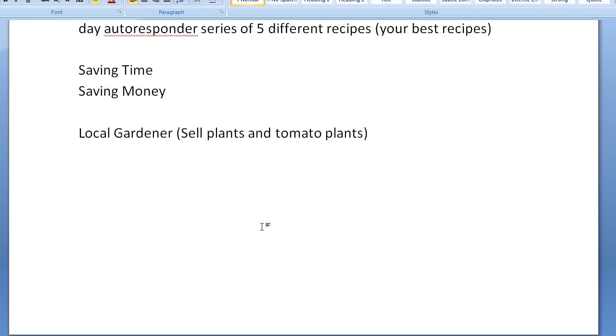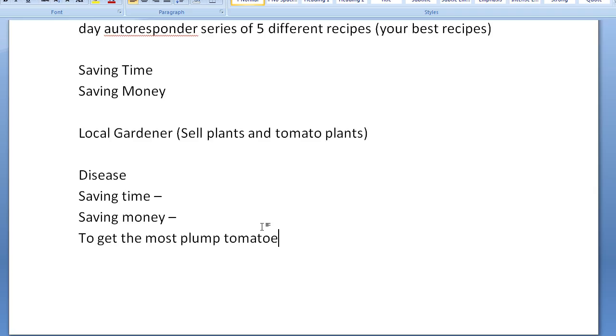So I'm going to start the clock here and let's brainstorm. So the ultimate goal for somebody who wants to grow a plant or grow a tomato is for the plant to grow so that it doesn't have disease. So we can kind of jot down objections or fears and things like that. So saving time and saving money to get the most plump tomatoes. So instead of focusing on just plants, let's just focus on tomatoes.